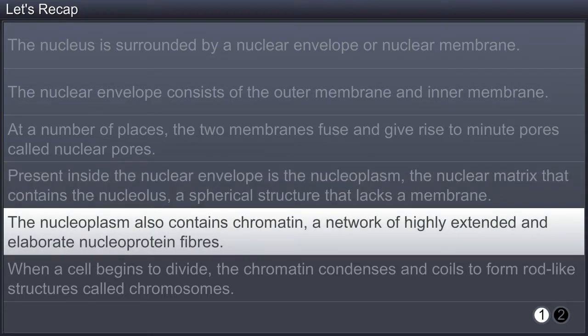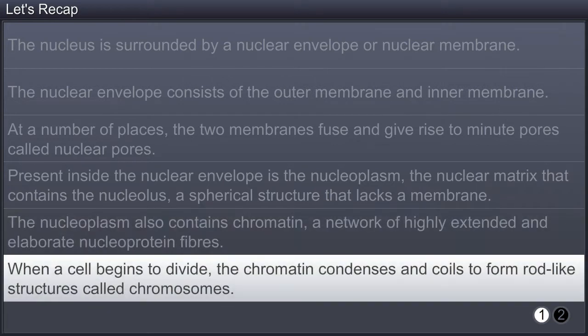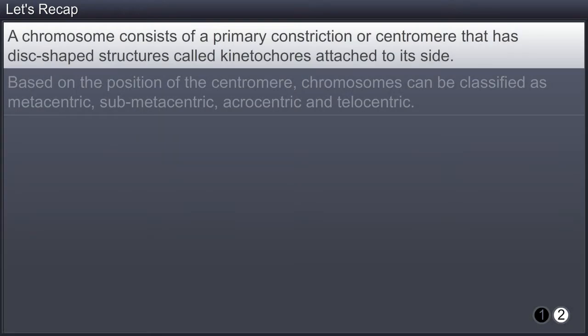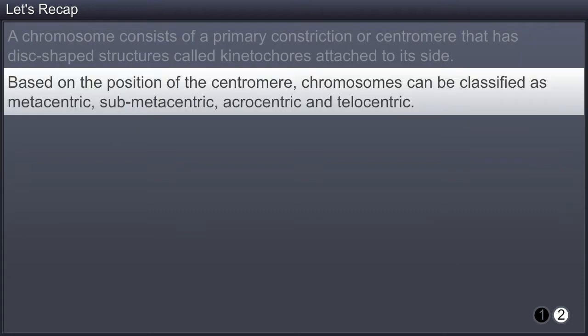The nucleoplasm also contains chromatin, a network of highly extended and elaborate nucleoprotein fibers. When a cell begins to divide, the chromatin condenses and coils to form rod-like structures called chromosomes. A chromosome consists of a primary constriction or centromere that has disc-shaped structures called kinetochores attached to its side. Based on the position of the centromere, chromosomes can be classified as metacentric, submetacentric, acrocentric, and telecentric.